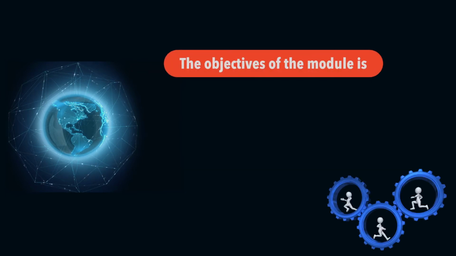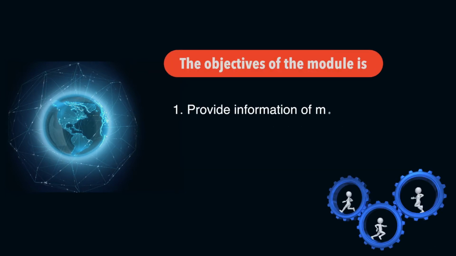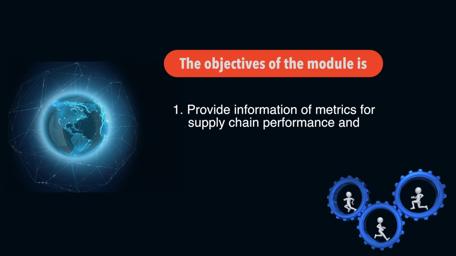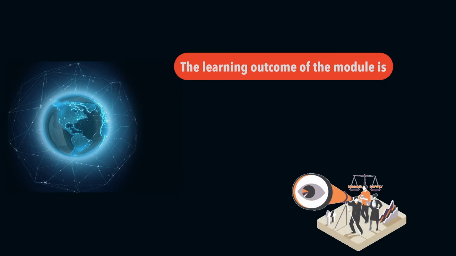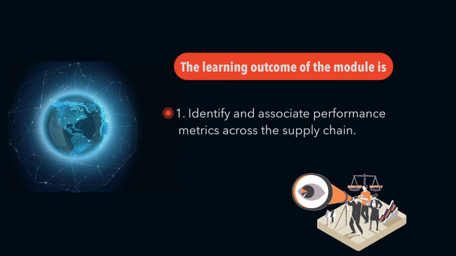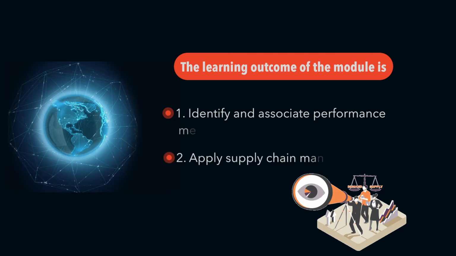The objective of the module is to provide information on metrics for supply chain performance and elaborate on supply chain models for performance management. The learning outcome of the module is that by the end of the session you will be able to identify and associate performance metrics across the supply chains, and apply supply chain management models.